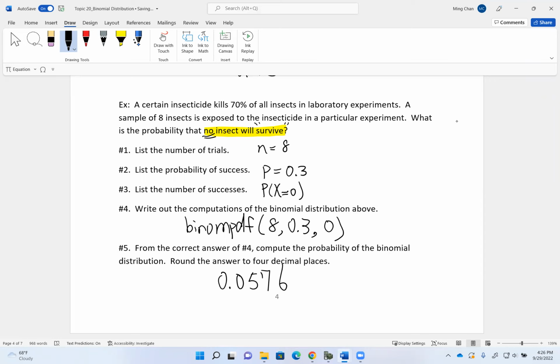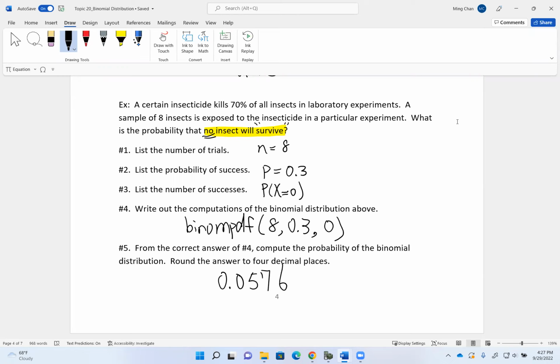So if you move the decimal to the right 2 places, this is about a 5.76% chance that none of them will survive. That's a very interesting answer, because what is the chance that none of the 8 will survive? It's only a 5%, almost 6% chance, because the kill rate is only 70%. So that's why a lot of the time insecticide doesn't kill all the insects. But think about it though, if you have something that can kill all the insects, that's actually not a good thing.